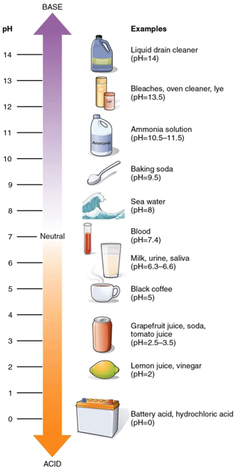Universal indicator consists of a mixture of indicators such that there is a continuous color change from about pH 2 to pH 10. Universal indicator paper is made from absorbent paper that has been impregnated with universal indicator. Another method of measuring pH is using an electronic pH meter.